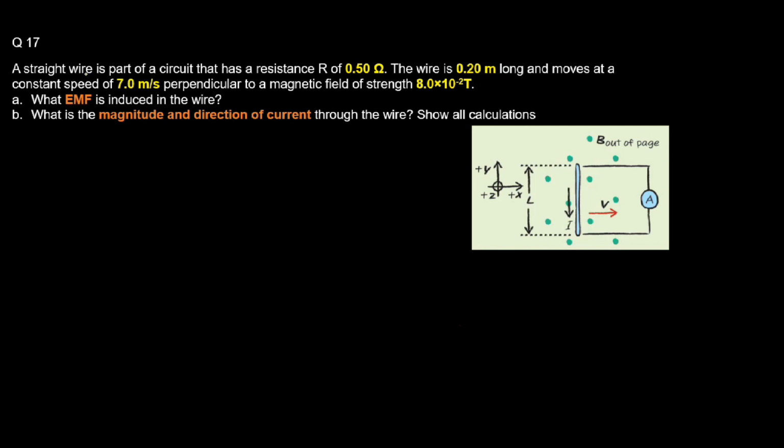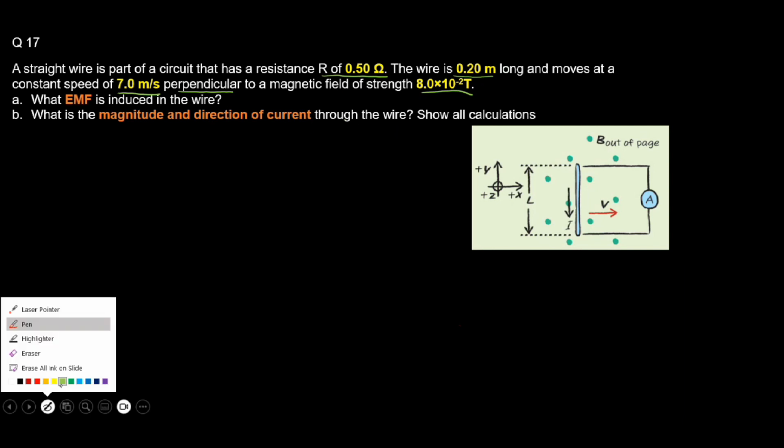Question says, a straight wire is a part of a circuit that has a resistance R of 0.50 ohm. A wire is 0.20 meter long and moves at a constant speed of 7 meter per second, perpendicular to the magnetic field of strength 8.0 times 10 to the power negative 2 Tesla. In part A of the question, they want you to find what EMF is induced in the wire, and in part B, we need to find the magnitude and direction of current through the wire.